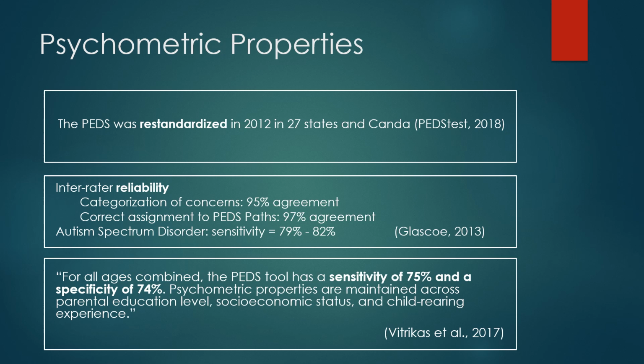Autism spectrum disorder was found to be in 79% to 82% sensitivity. I quoted the article from Vitrikas et al. For all ages combined, the PEDS 2 has a sensitivity of 75% and a specificity of 74%. Psychometric properties are maintained across parental educational level, socioeconomic status, and child rearing experience.